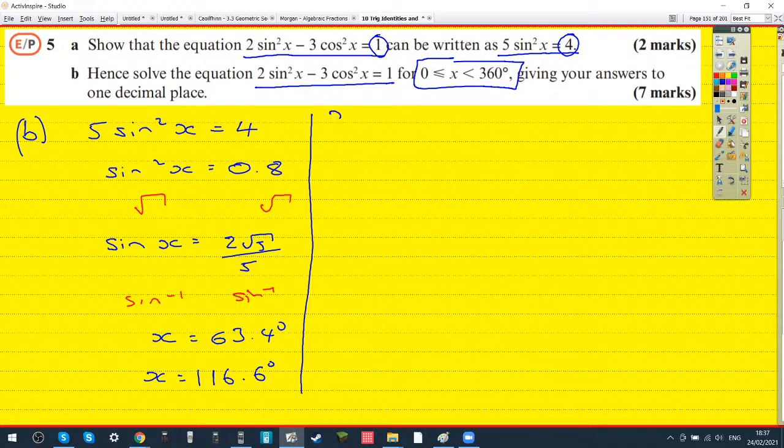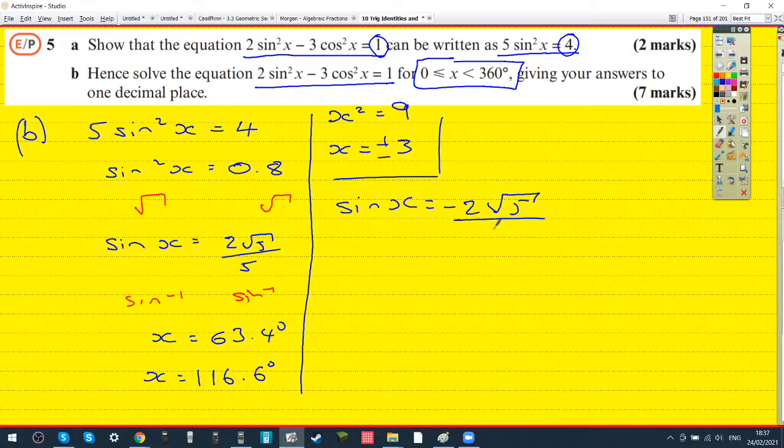Okay, so x squared equals 9. What is x? 3. Is there another answer? Plus or minus 3. Yeah. And so is there another answer for our one here? Plus or minus 2 root 5 over 5. Yeah. And so sine x is also equal to negative 2 root 5 over 5. Okay.